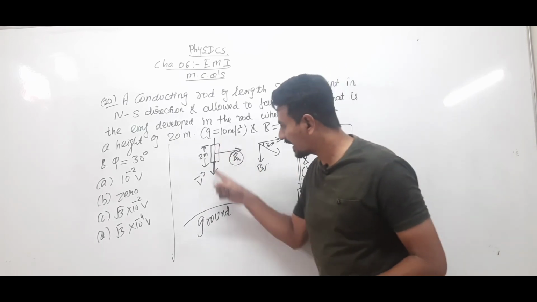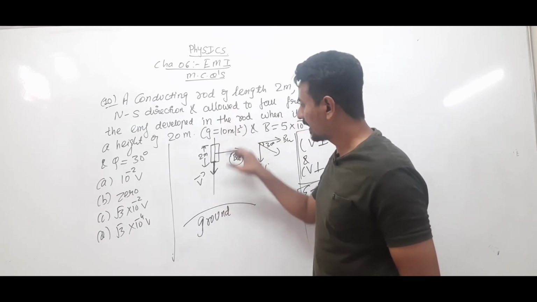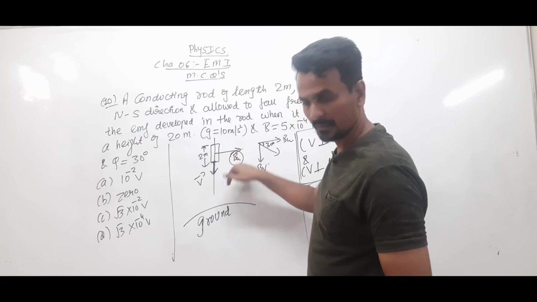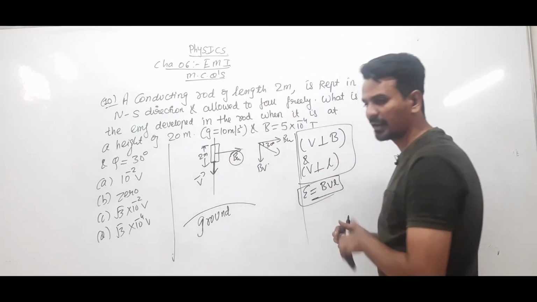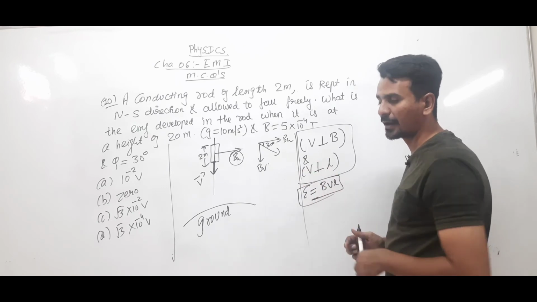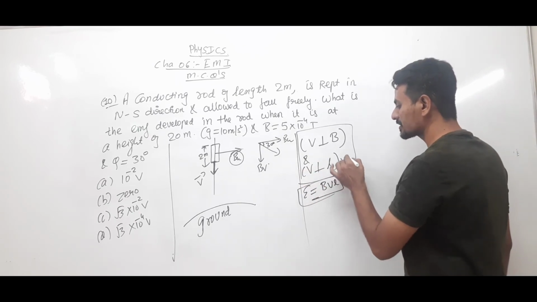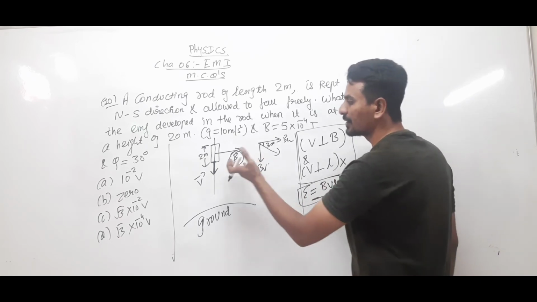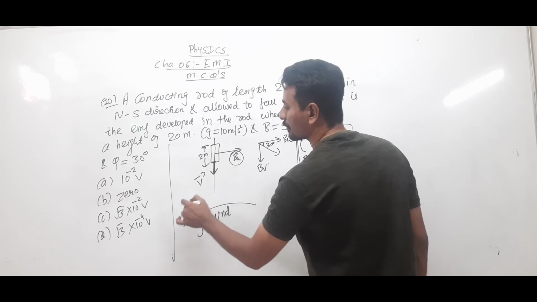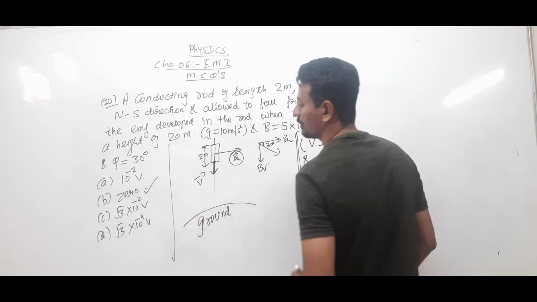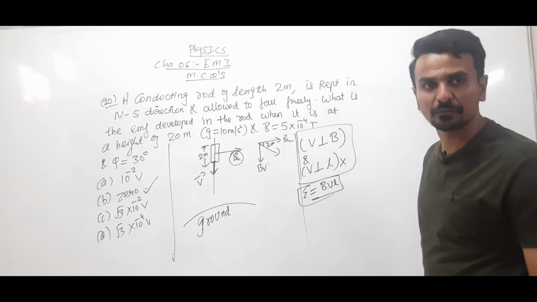But both V and L are in the same direction. Velocity is also in the downward direction, and the length of the rod is also in the same direction. So V and L are not perpendicular to each other, right? That means this condition is not satisfied, so there will be no EMF induced in the rod. So in our question, the induced EMF will be 0, because the condition for motional EMF is not satisfied.